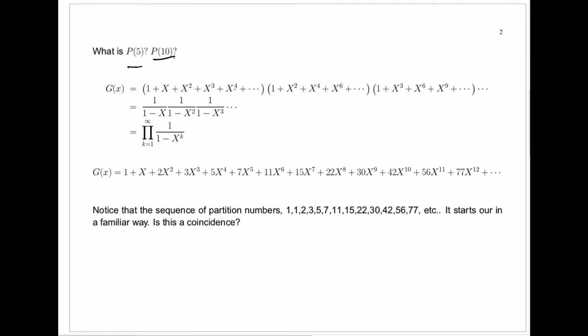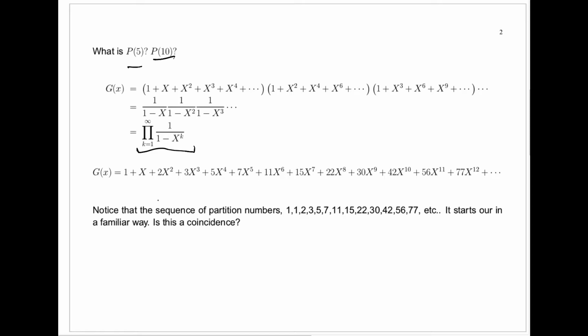Well, here I've written down again what G of x is. It's this infinite product of infinite power series, which we can write like this, or in compact notation, we can write it as the product from k equals 1 to infinity of 1 over 1 minus x to the k. That will give us each of these factors in the product. Now, that doesn't help us expand it. We can use a computer to compute the beginning of the expansion, and we get the generating function for the partition numbers is just 1 plus x plus 2x squared plus 3x cubed plus 5x to the 4th plus 7x to the 5th plus 11x to the 6th plus 15x to the 7th, etc.